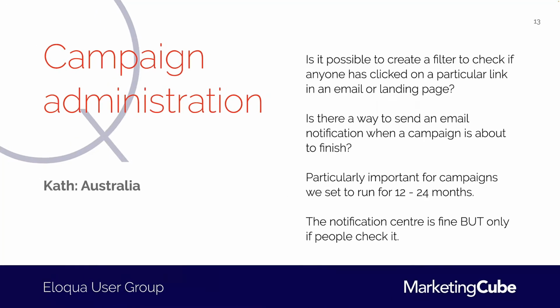Now, there were a few questions submitted this month, and I'll walk through some of these. Most of them will be covered as we go throughout today. One from Kath asks: is it possible to create a filter to check if anyone has clicked on a particular link in an email or a landing page? And the answer is absolutely yes, Kath. The answer is a shared filter. A shared filter acts really the same as a segment. If you've built segments, you can build a shared filter. The interface is essentially exactly the same.